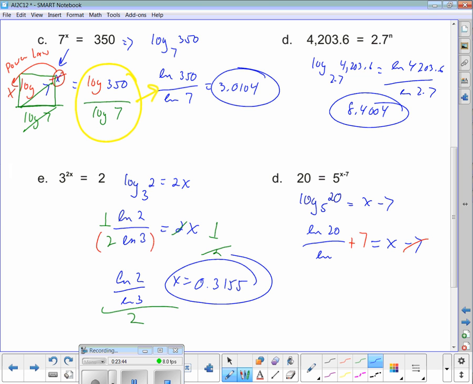Marissa, what do you got? 8.8614. I agree. Hopefully you do as well. Right? Just like everything we already know how to do, things added to the variable, you move by adding their opposite. So it's going to end up the logarithm of 20 divided by the logarithm of, oh, I never put my 5 there, of 5. And then add a positive 7 to both sides, and that's x, right? No problem, right? Piece of cake. We can do that.